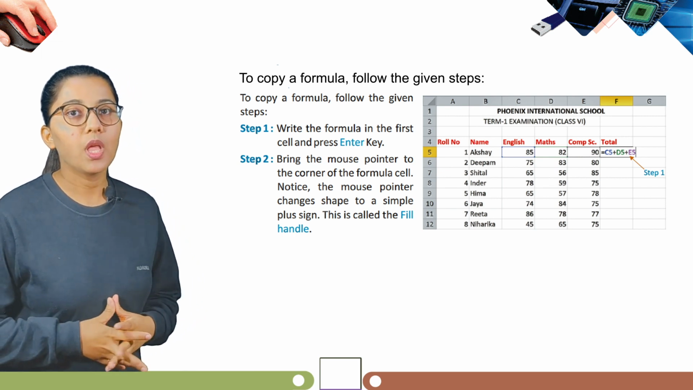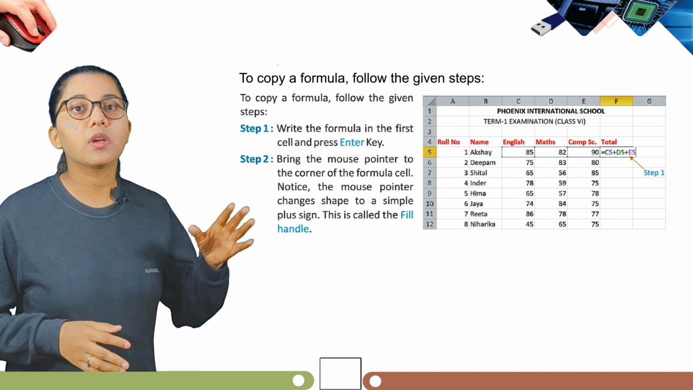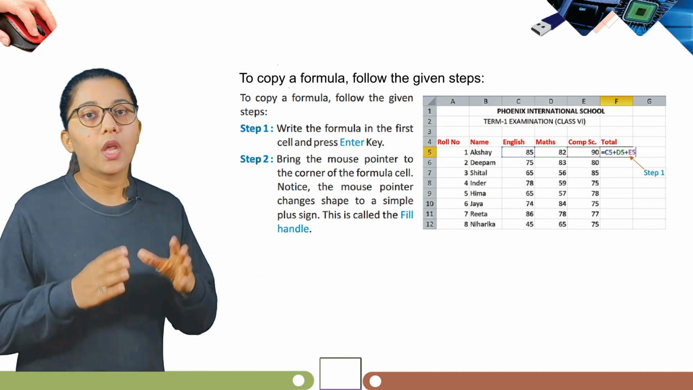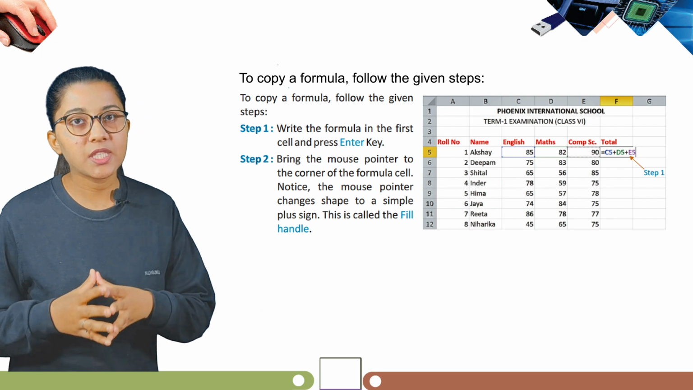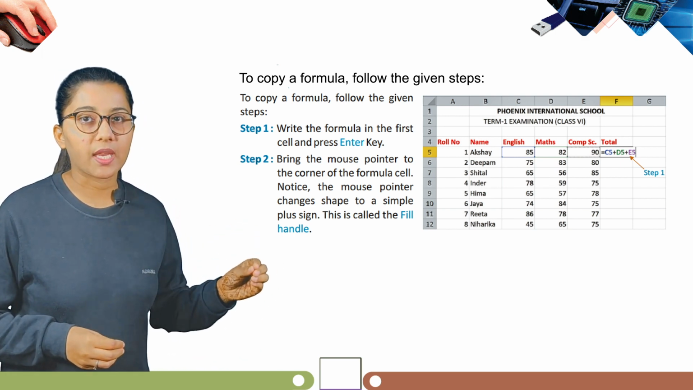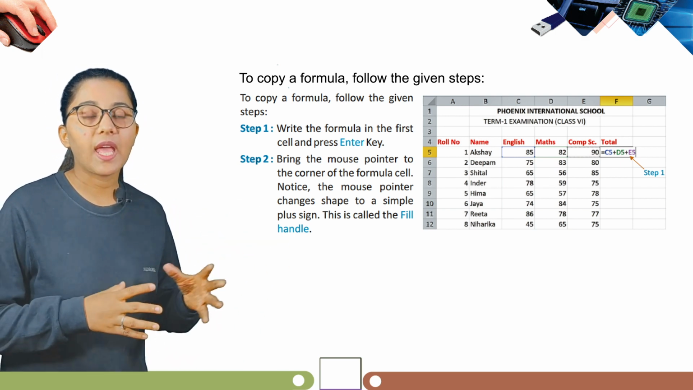Then step 2, bring the mouse pointer to the corner of the formula cell. Notice the mouse pointer changes shape to a simple plus sign. This is called the fill handle.